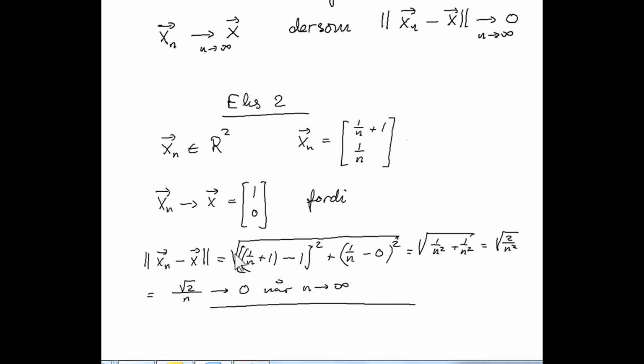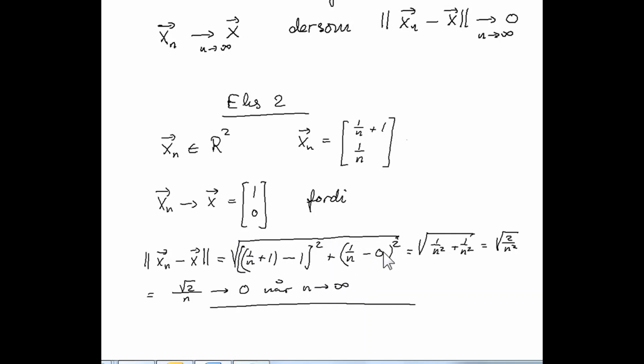So what is this norm? Well, we just put the difference between xn and x. That is, the difference between two vectors is just this element minus this element. That's the first element of xn minus x, and the second element is this element minus this element. And we know that the norm then must be this number squared plus this number squared, and the root of this number.